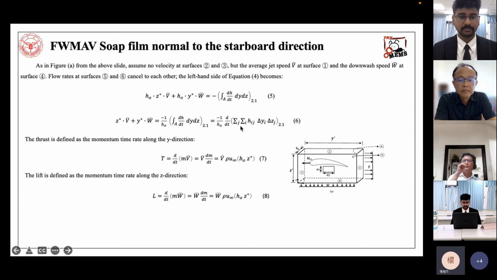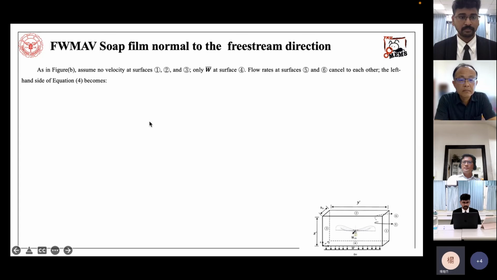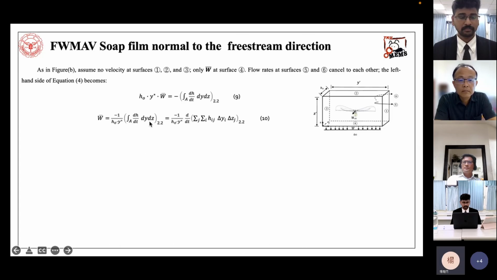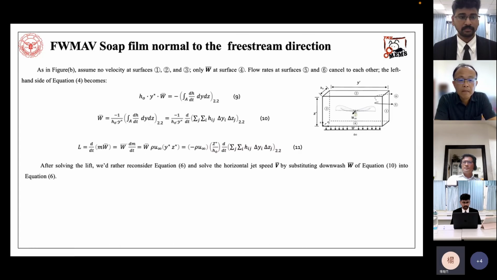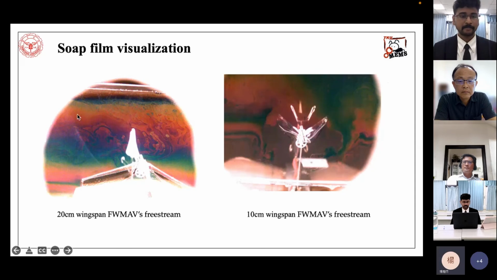But on the left hand side, there are two unknowns. One is V, one is W. So we cannot solve V and W. We need another condition, another experiment. So what experiment? Here another senior did the penetration experiment. Let the flapping wing penetrate the soft film and try to break it.